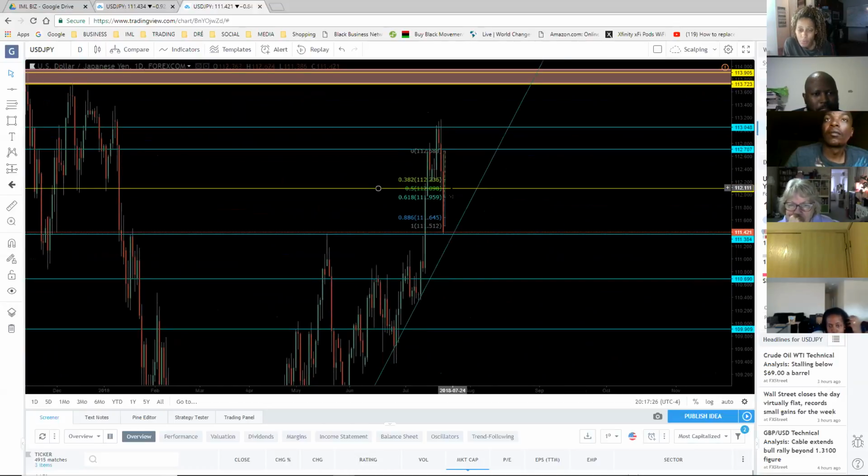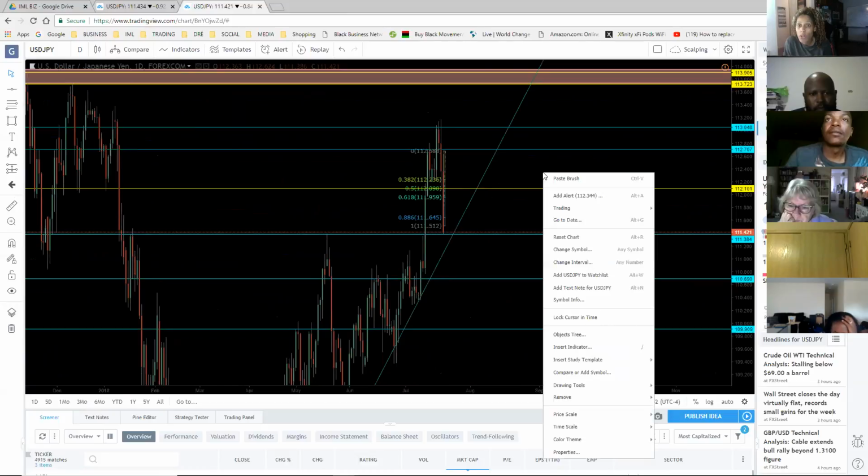So this technically right here could be an entry. Now, for example, Willie, this is why we wouldn't chase this big candle. You don't chase the big candle. You wait for it to pull up, and once it pulls up, now you get in.